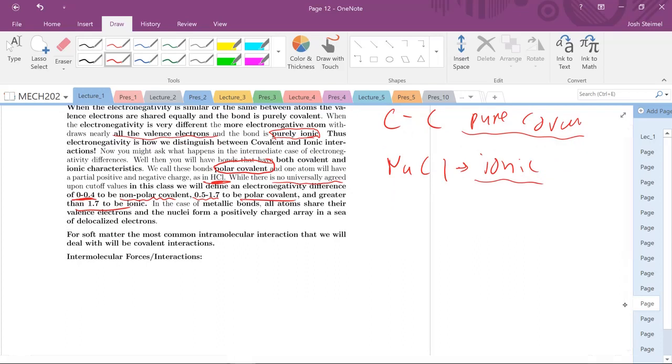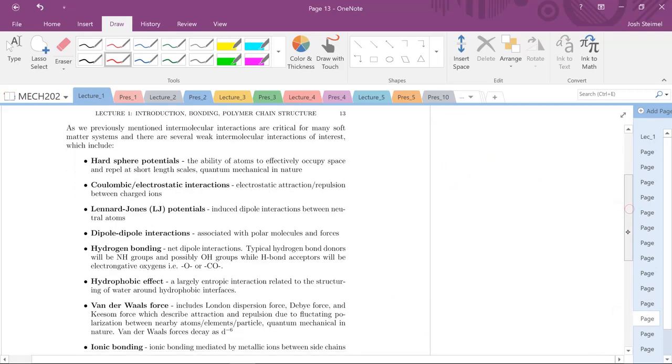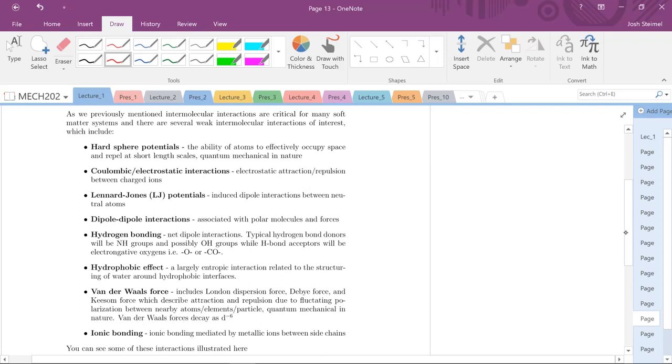But that's how we're going to deal with intramolecular interactions: metallic, covalent, ionic. Typically, for polymers, we're only going to be dealing with covalent. So now we're into the fun ones, intermolecular forces. For intermolecular forces, we have a lot at our disposal to look at, investigate, and work with. First, we've looked a little bit at van der Waals interactions. Van der Waals is a general term for really weak interactions that include the London dispersion force and the Debye force. They're very, very weak interactions due to fluctuating polarization between nearby atoms and elements.